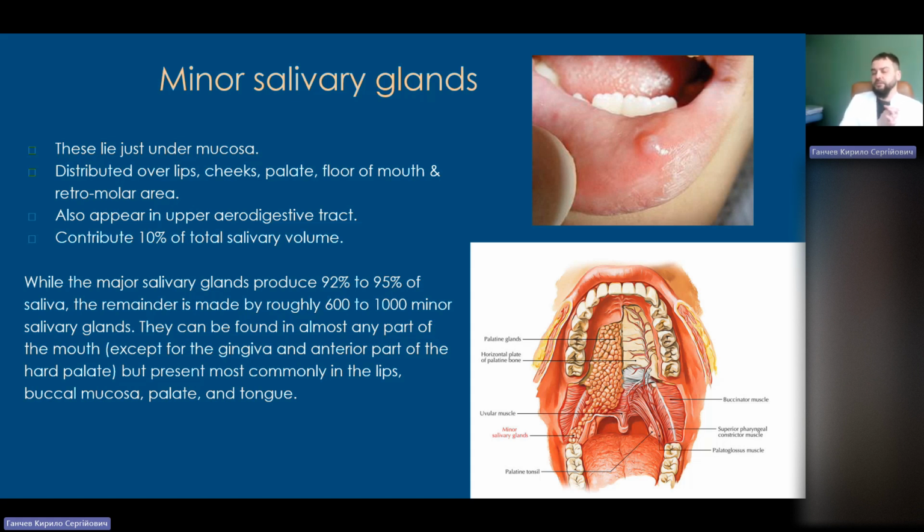It's the palatine region or area, okay? And the retromolar region. So be careful when you remove the wisdom tooth. Of course, you cannot see those minor salivary glands, but still be careful with soft tissues when you remove the third molars. Okay, so they are distributed over lips, cheeks, palate, floor of the mouth, and retromolar area. Yeah, I said that.